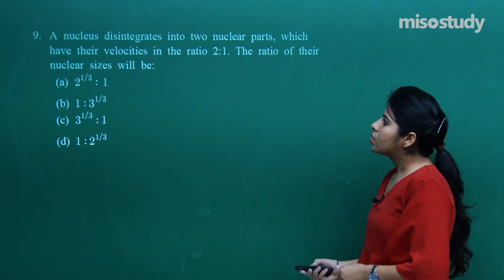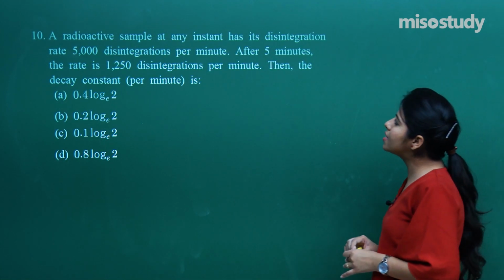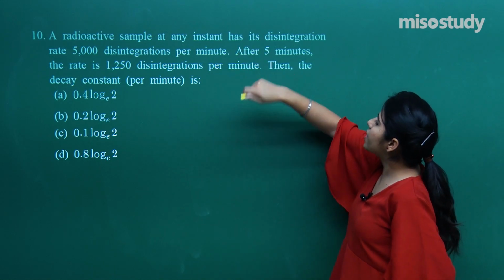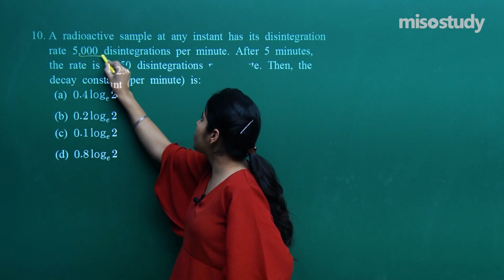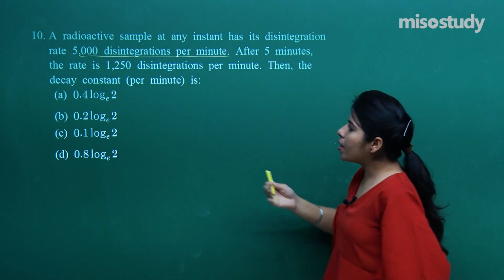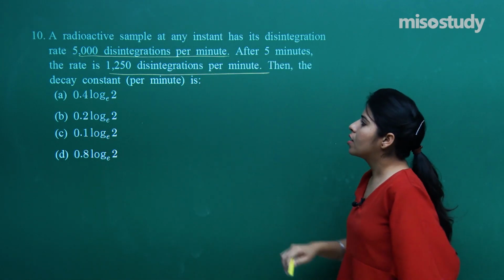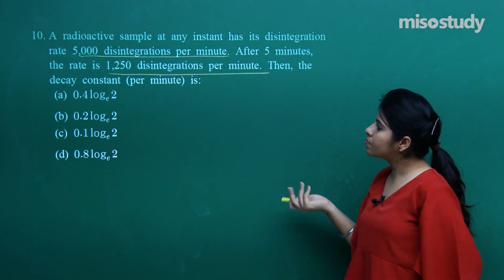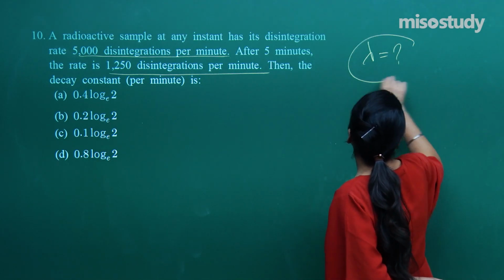Okay. So the next question says that a radioactive sample at any instant has its disintegration rate as 5000 disintegrations per minute. After 5 minutes, the rate is 1250 disintegrations per minute. Then the decay constant is what? We have to find out this decay constant.